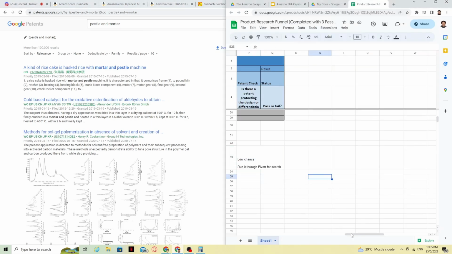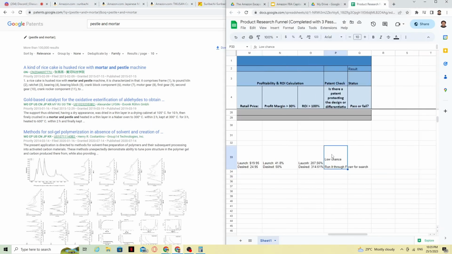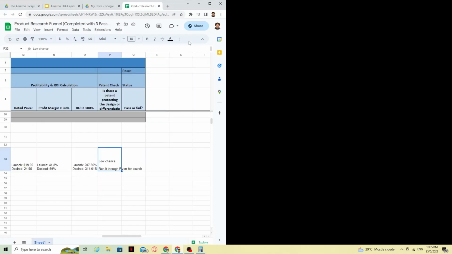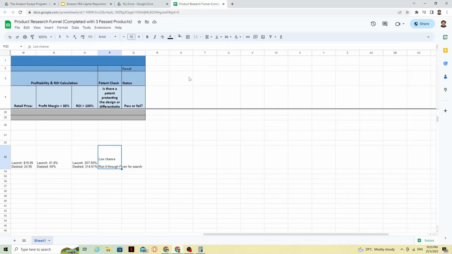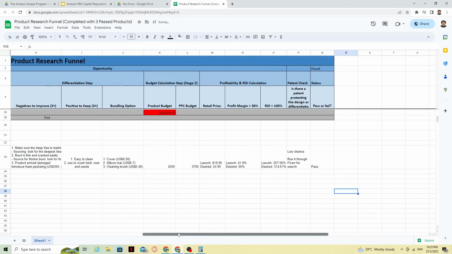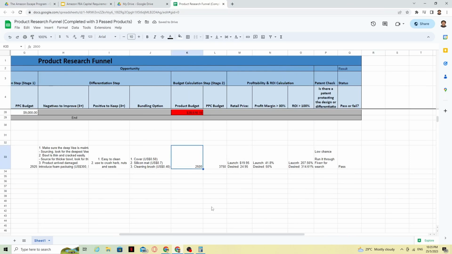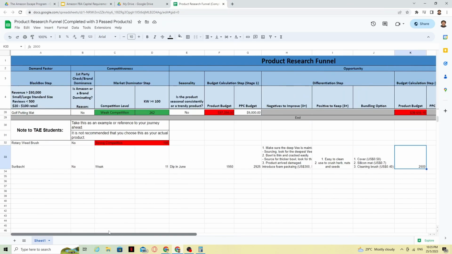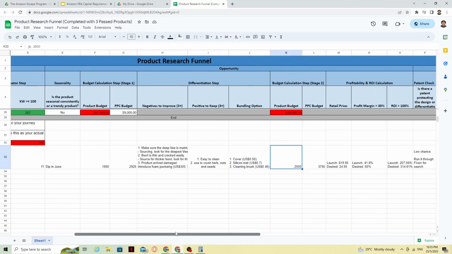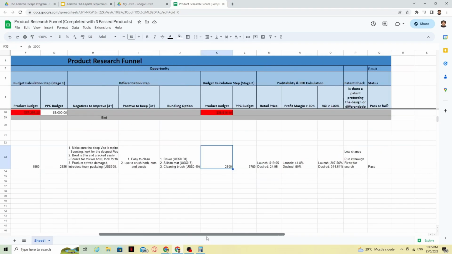So in this case, this guy here, I will consider this will pass. Okay, because come on, what are the chances of you getting a patent infringement for pestle and mortar? Okay, so this is a pass. And now that we have done this, I will call this pass. And there we go. We have one product literally that passed the funnel. Of course, one of them, which is a low budget kind of capital requirement. And yeah, let's go, that's one product through.